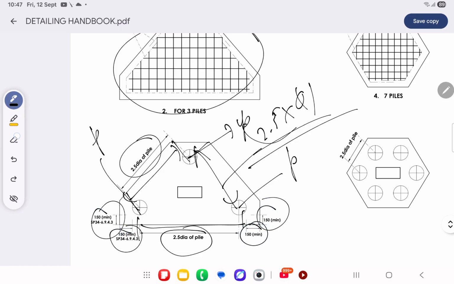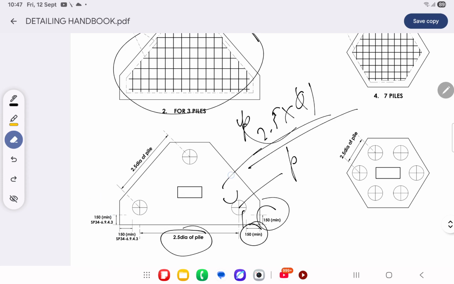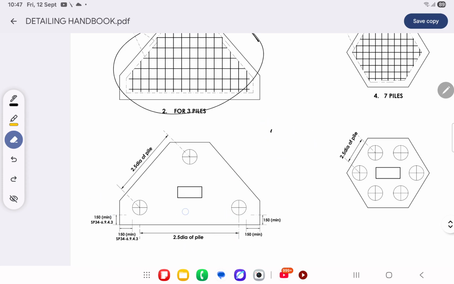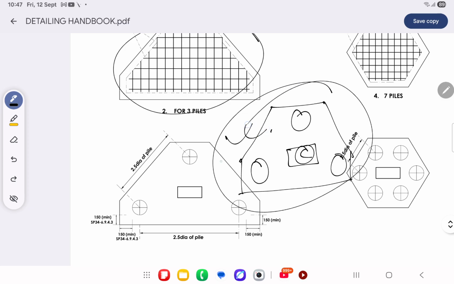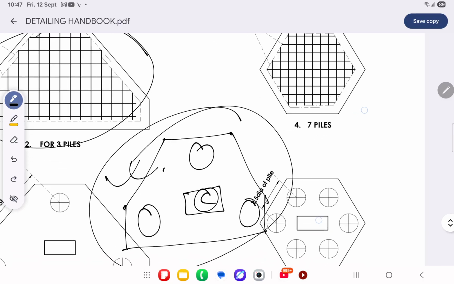But the shape you have to remember. This is very important: how we provide the shape in the case of 3 piles. The shape should be like this, and then trapezoidal like this. So we can generally provide the first pile here, second pile here, third pile here, and in between we provide the column. So this is for 3 piles.